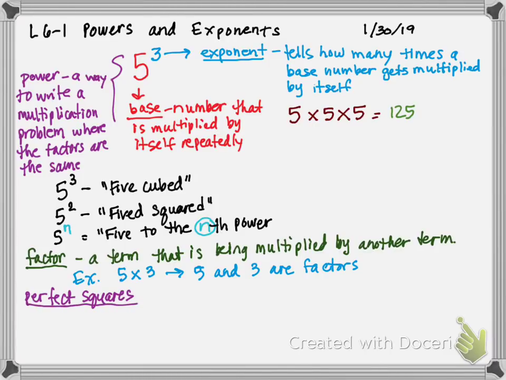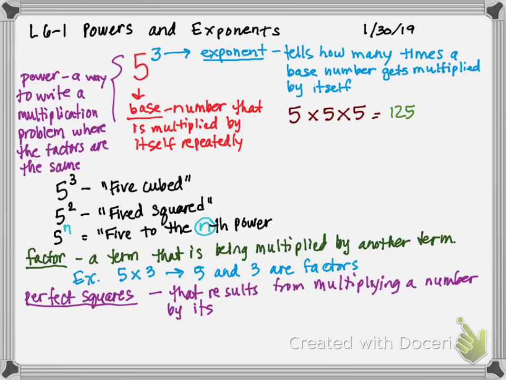And perfect squares, that results from multiplying a number by itself. And if you think about it, when you are looking at a square, its dimensions are the same. So if we multiply two numbers that are the same, it actually would be representing a shape that is a square with 4 equal sides. Okay?